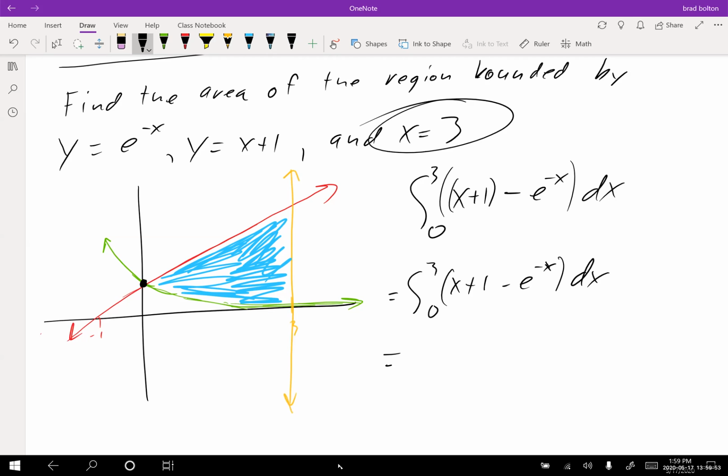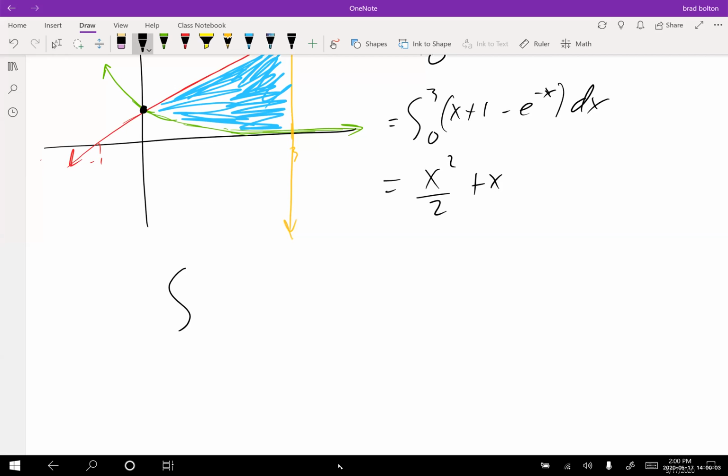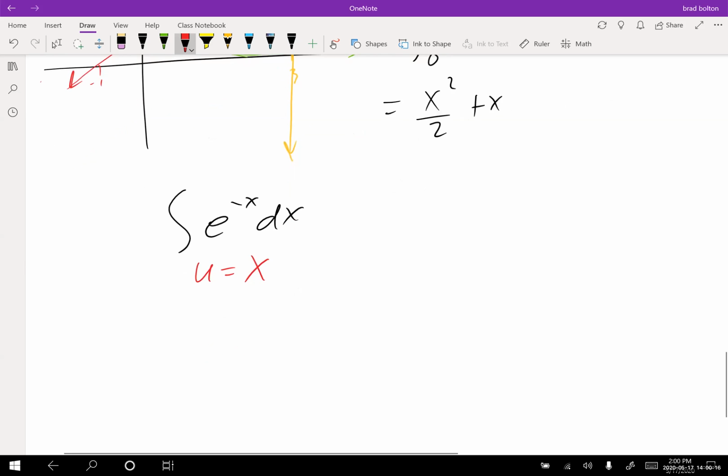And let's see, this would be x squared over 2 plus x. Now, if you want to integrate e to the negative x, we take the integral of e to the negative x dx. I'm going to do a little side work. This is not the normal e to the x. This is e to the negative x, so somebody made a composition of functions. So we say we're going to let u equal negative x, and then du is equal to negative dx. Divide both sides by negative 1.